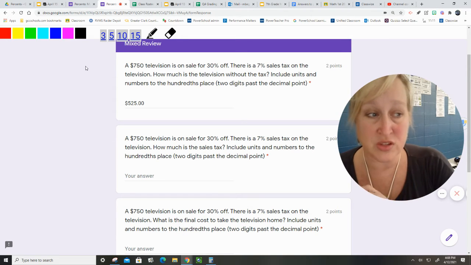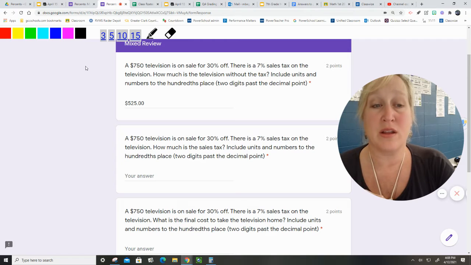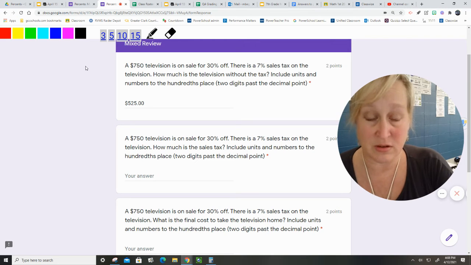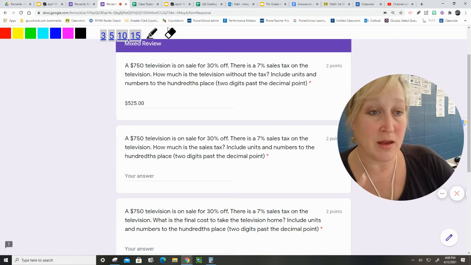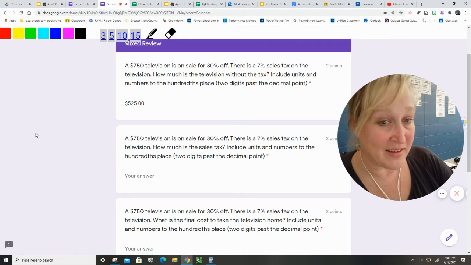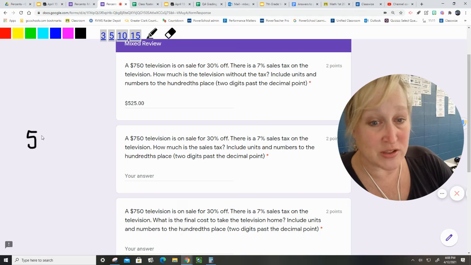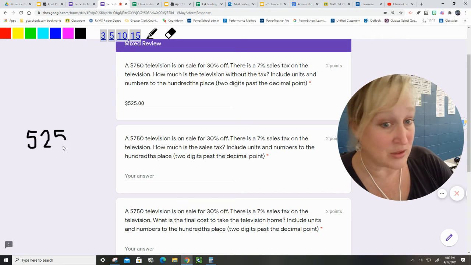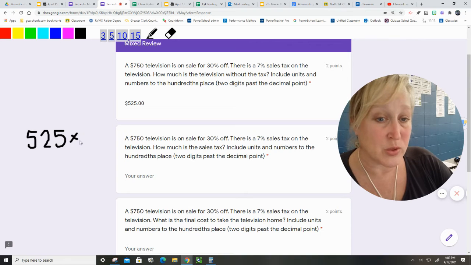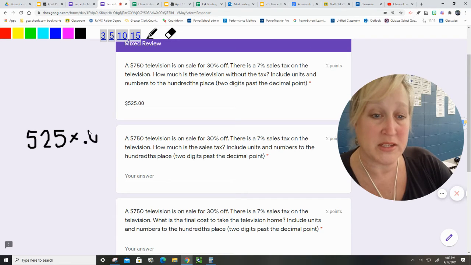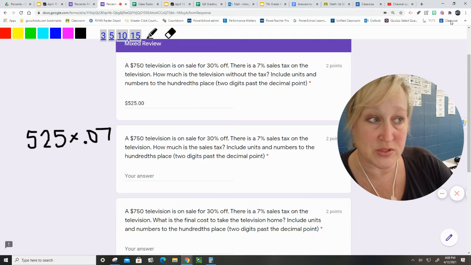And the answer to that question is, if they are putting sales tax on the price of the television not on sale, they're breaking the law. So the only tax that I have to pay is on the $525. I do not have to pay tax on that $750. So I'm going to take that $525 and multiply it by the 0.07. Remember that needs 2 digits.